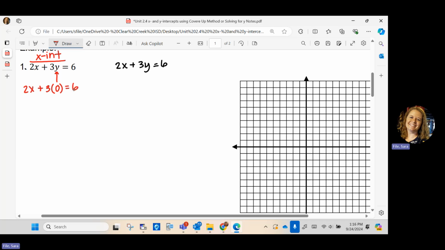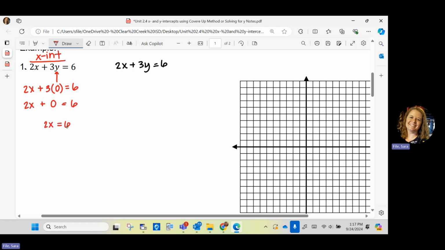So now when I go to solve this, what is 0 times anything? 0. So 0 times 3 is just 0. That means it's not there. It's nothing. So do I actually have to write plus 0, or can I just drop that? I can just ignore it. I can drop it. Plus 0 doesn't do anything. I don't need to show subtracting 0. That does nothing. So essentially, I just have 2x equals 6.